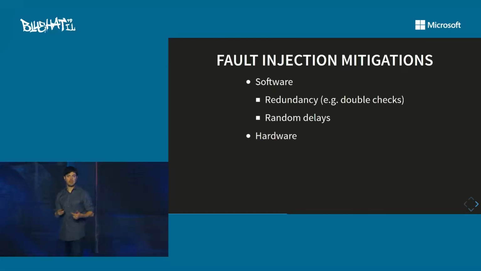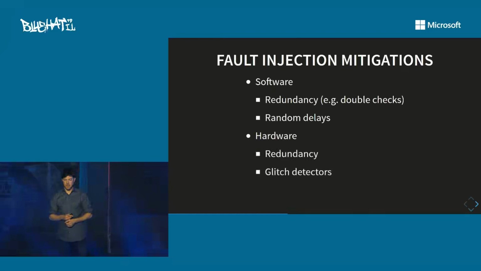You could also add some countermeasures in hardware. For instance, you could, again, add redundancy. Perhaps you could use a lot of checksums on things. Perhaps you could add glitch detectors. So actually, for instance, adding light sensors to detect that someone is shining a laser on your die. Or perhaps measure the voltage to ensure no one's playing with it.